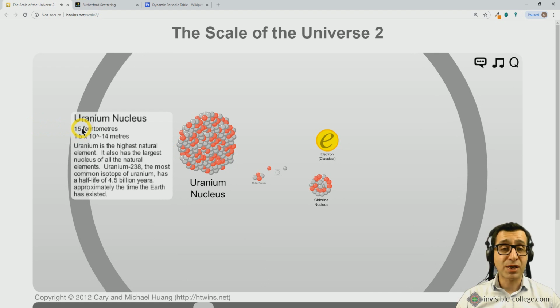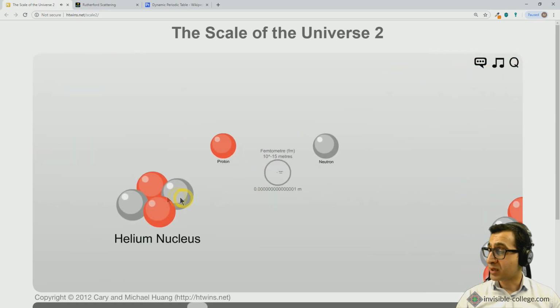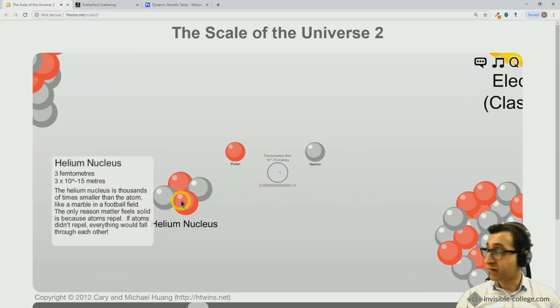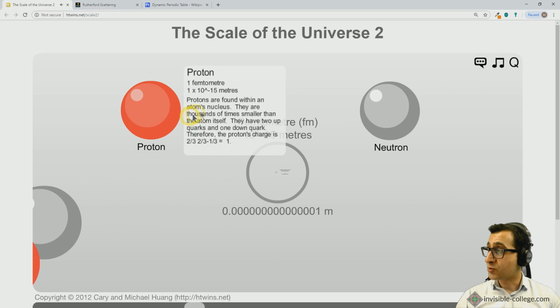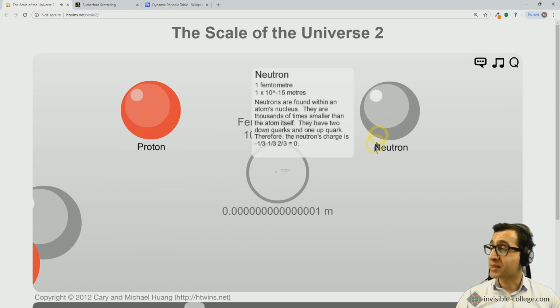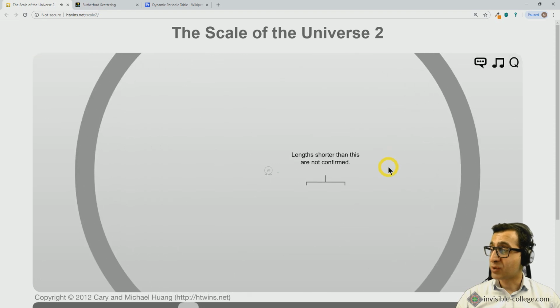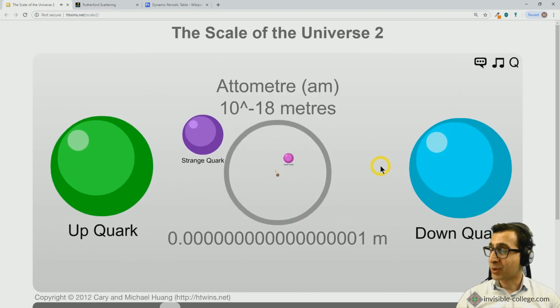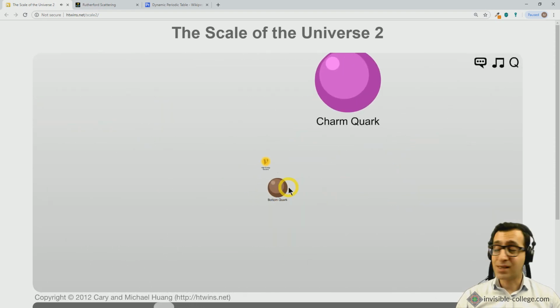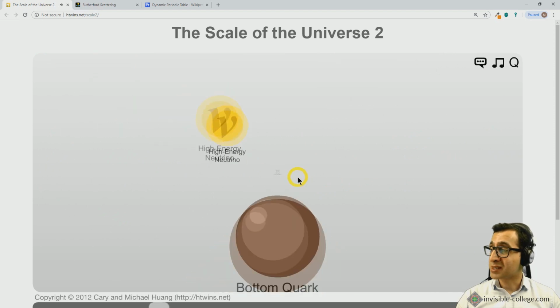Now femtometers is a measure in the 10 to the power minus 15 of a meter. So 15 femtometers would be 1.5 times 10 to the power minus 14 of a meter. If we want to see how small a helium nucleus is, 3 femtometers. So protons and neutrons, 1 femtometer, 1 times 10 to the power minus 15 of a meter. And of course we could even go smaller, but when we start to look at things like quarks, the sizes of these things have yet to be confirmed by experiment.